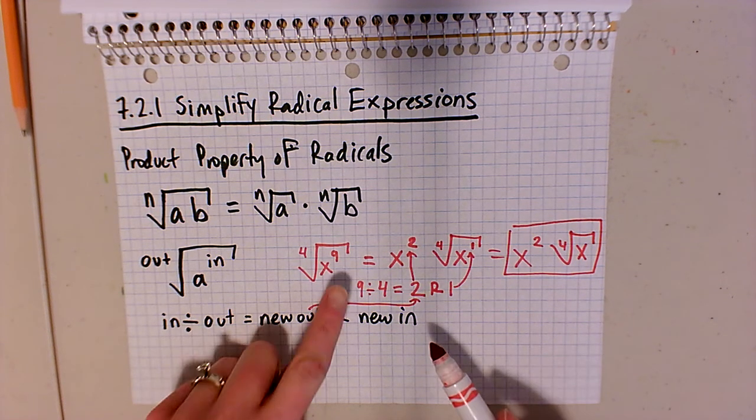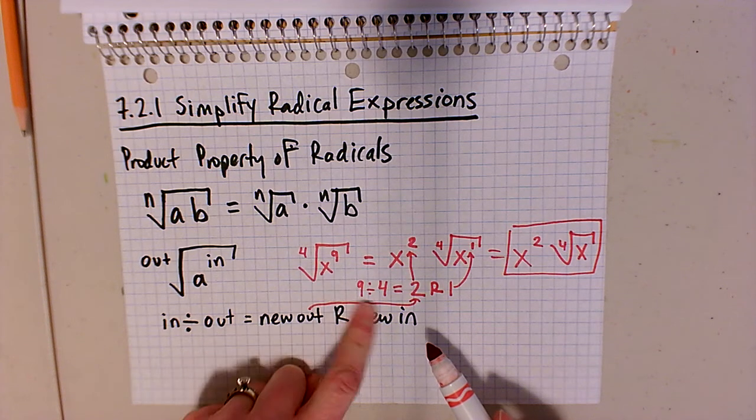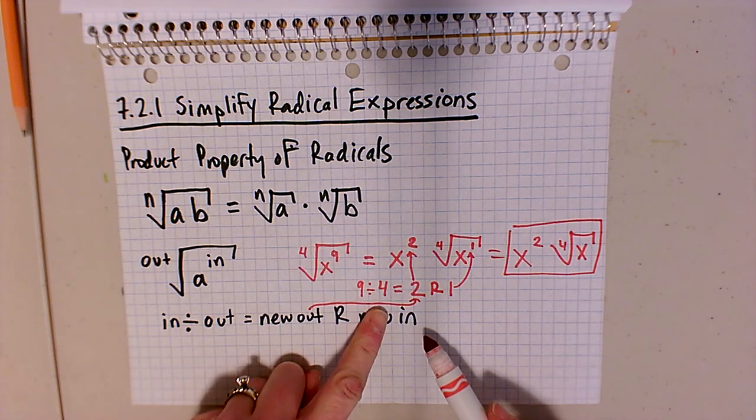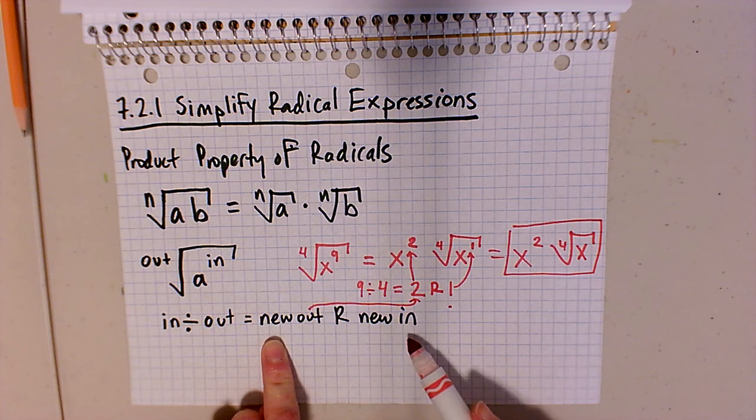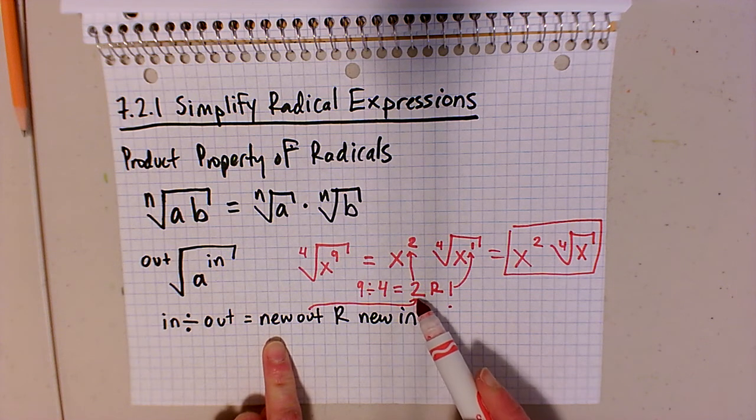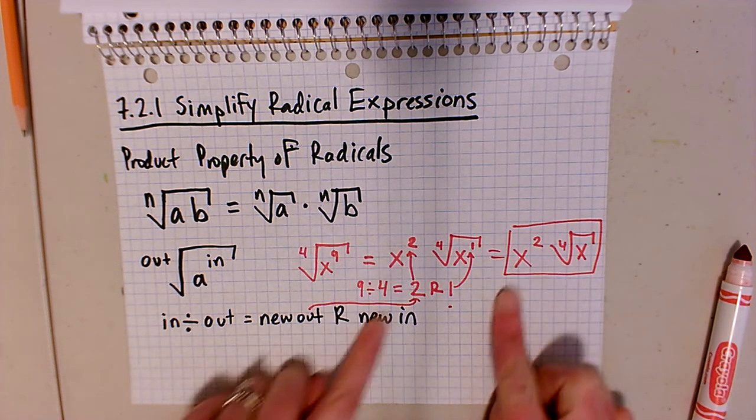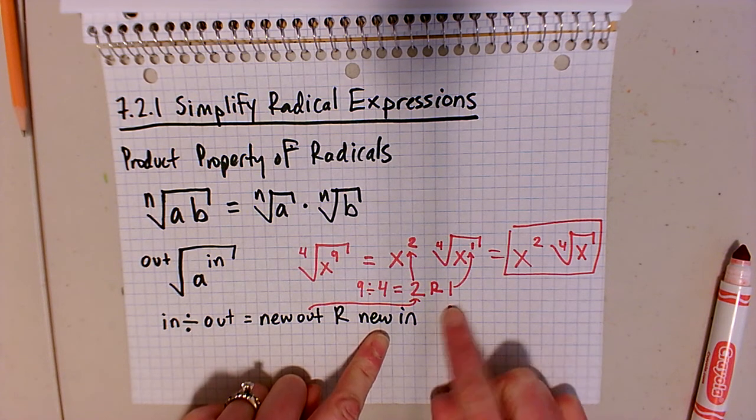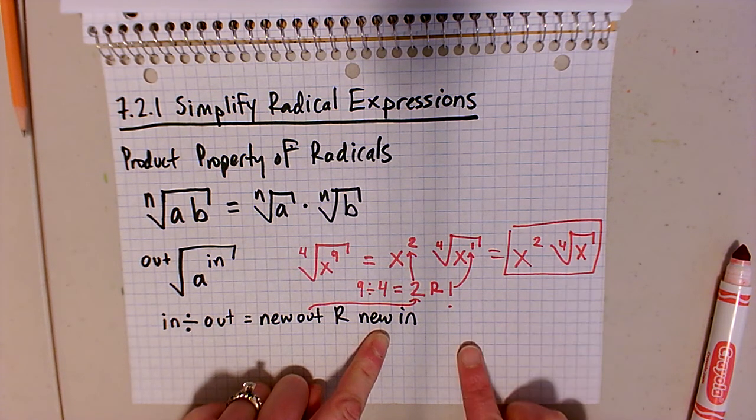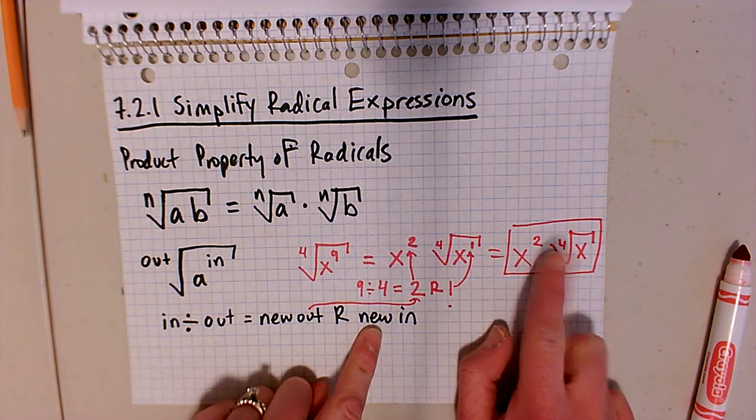So we did in divided by out, so 9 divided by 4, and 9 divided by 4 is 2 remainder in. So new out, remainder new in. So 2 is my new exponent on the outside, right? So my 2 shows up here. And then 1 is my new exponent on the inside of the radical. So 1 and 1. And your root never changes. So your root is 4 the whole way through the problem.